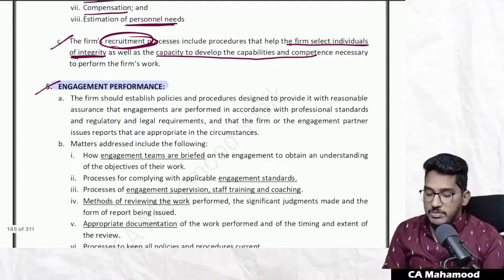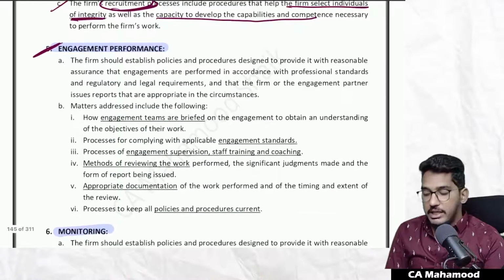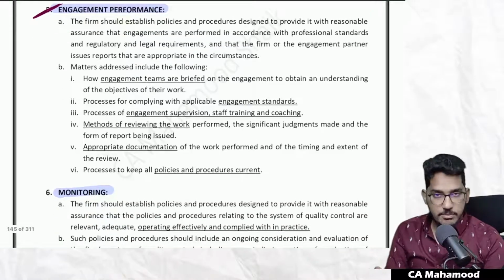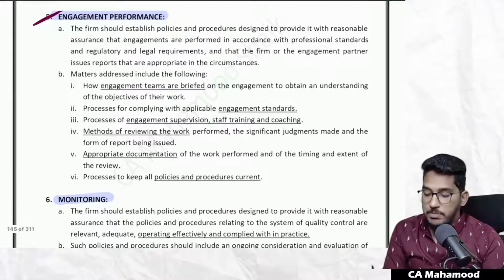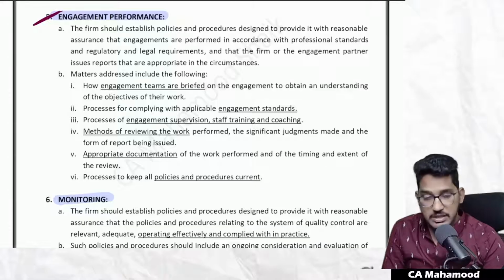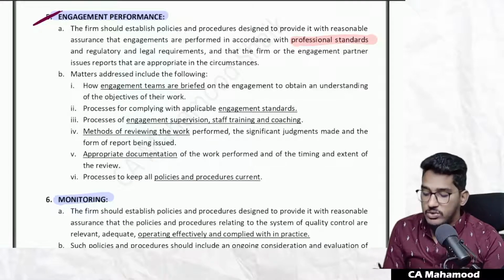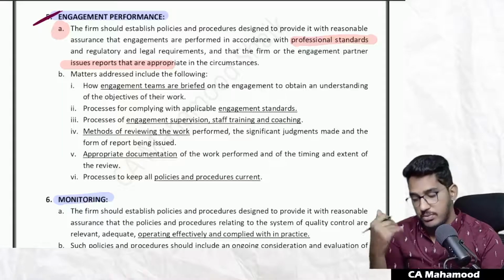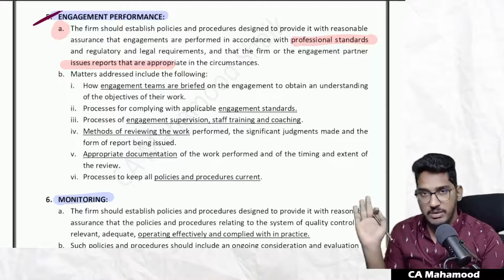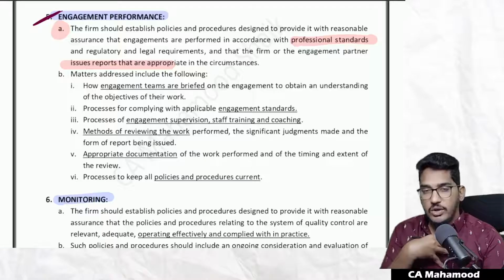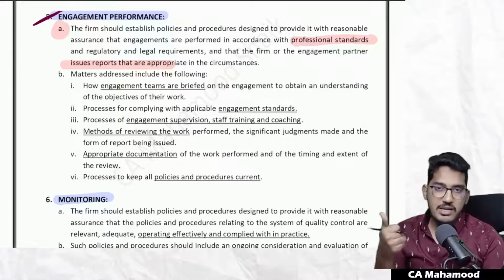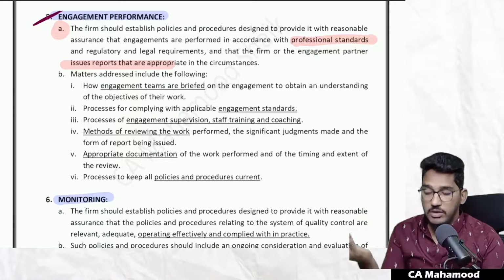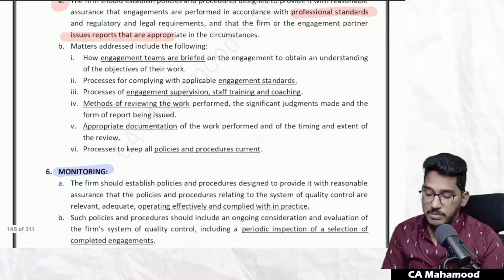Next one, engagement performance. Now when the engagement is actually getting performed, then also you need to have some policies and procedures. So the firm should establish policies and procedures designed to provide it with reasonable assurance that engagements are getting performed in accordance with professional standards, and also that reports issued are appropriate. See, once again, this point will be there in every paragraph. So as an auditor, you need to have some policies and procedures when the engagement is actually getting performed, so that you will get that confidence you are doing the audit as per professional standards, and also you are giving an appropriate report. Sir, what policies should I have when the engagement is actually getting performed?